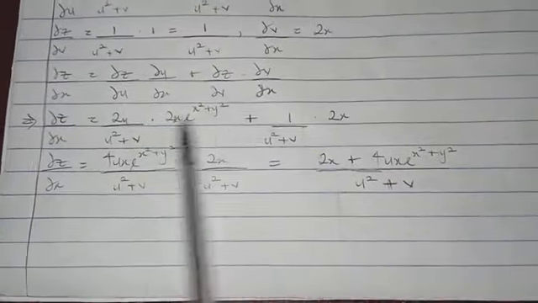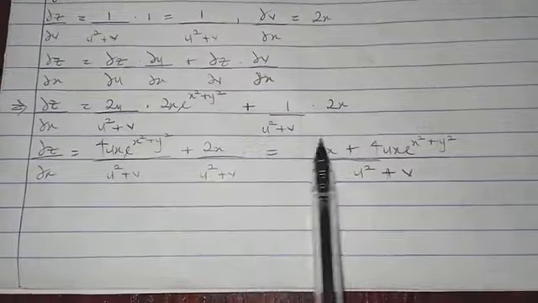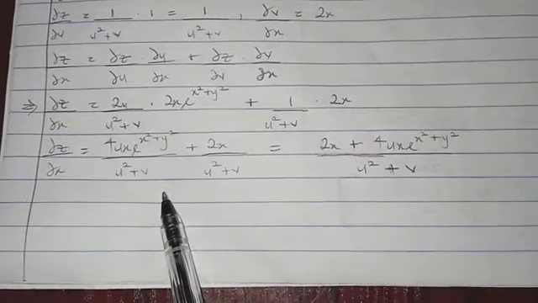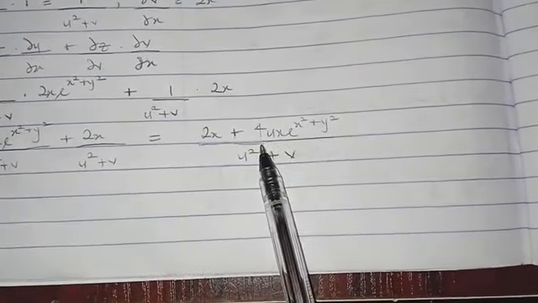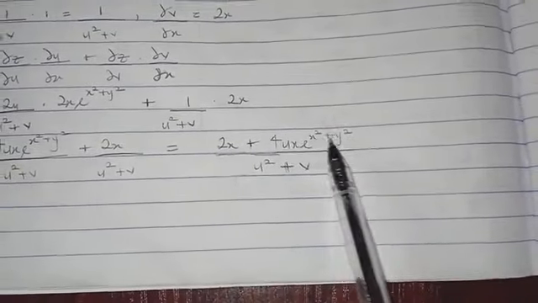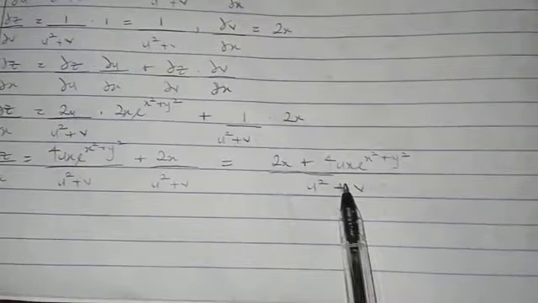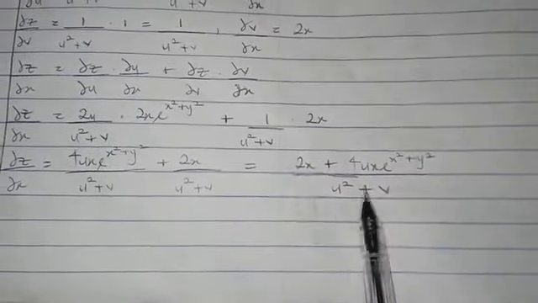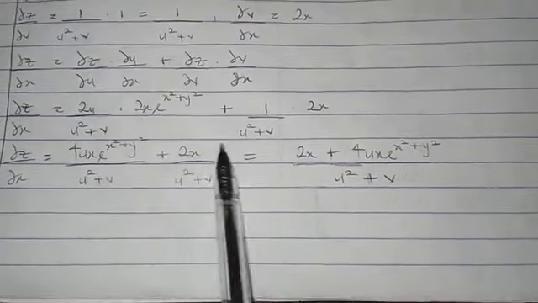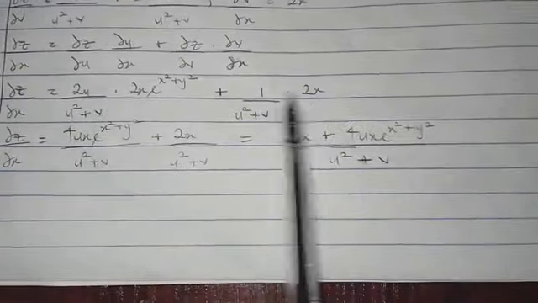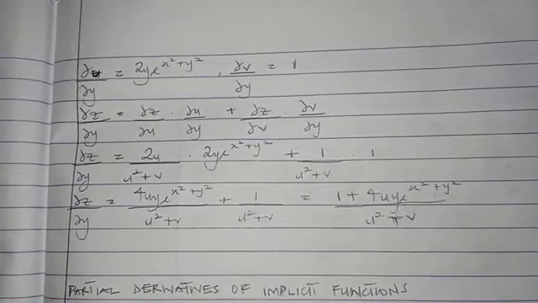That's it. So we can solve for partial z over partial x. You put in your formula and multiply them. Your final answer is 2x plus 4ux e to the power x squared plus y squared, all over u squared plus v. From here, I collected like terms after multiplying, added both of them, and that's how I got that answer, in the simplest form, I guess.